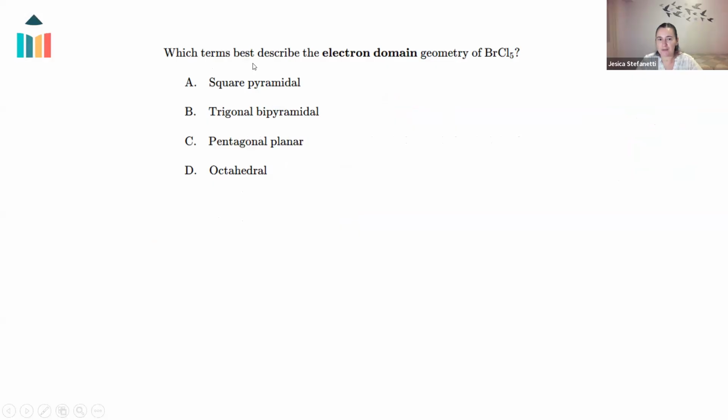It says, which term best describes the electron domain geometry here? First things first, we must work out the Lewis structure. Bromine will have 7 valence electrons, and every chlorine will have 7 valence electrons as well. So 7 multiplied by 6 means we have 42, and we can start stating the electrons around. We will start with the bromine.